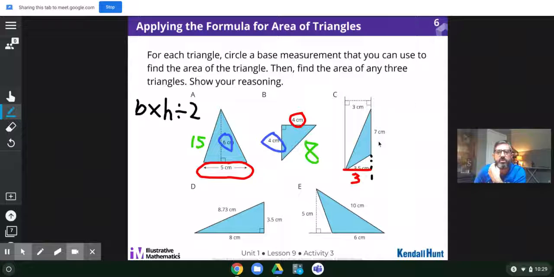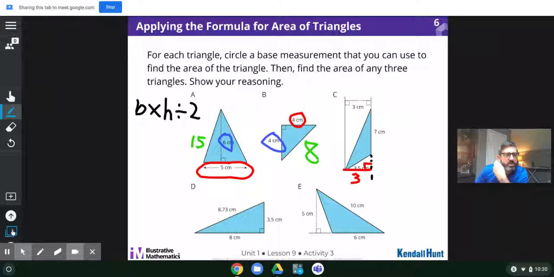Just remember, once you figure out what your base is, always draw it to the opposite corner or opposite vertex, and keep that inside the triangle if at all possible, like in A here. But if you have to draw it outside, draw that little imaginary line so you have a nice perpendicular right angle to draw to the corner.